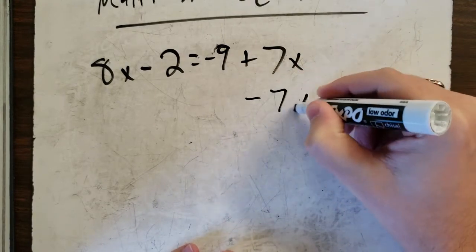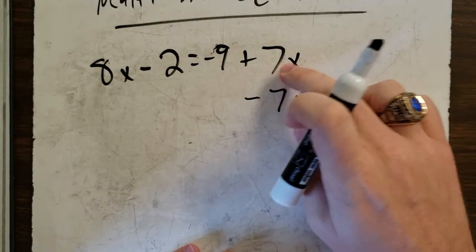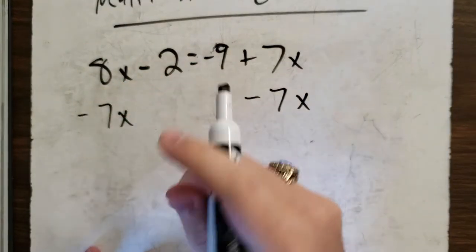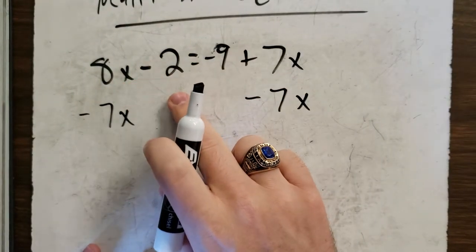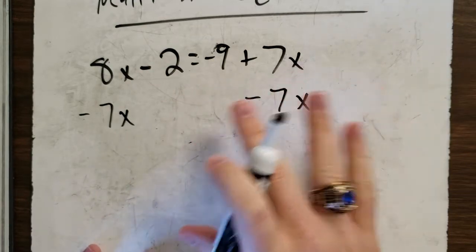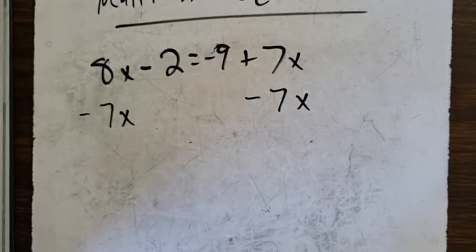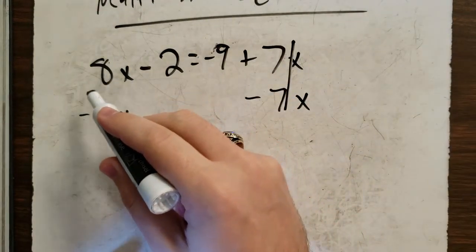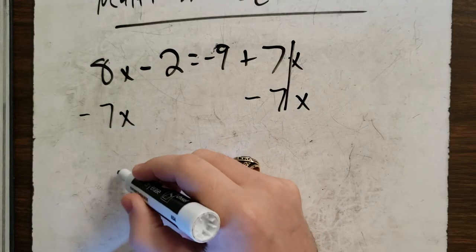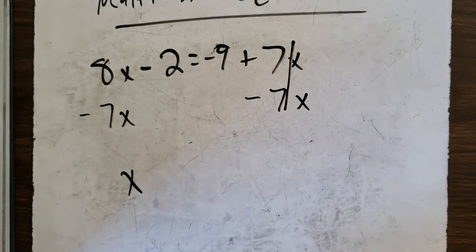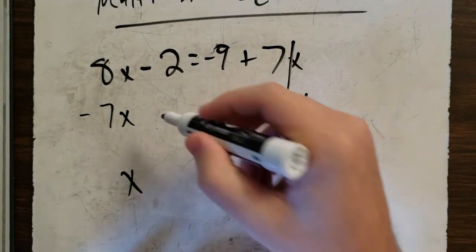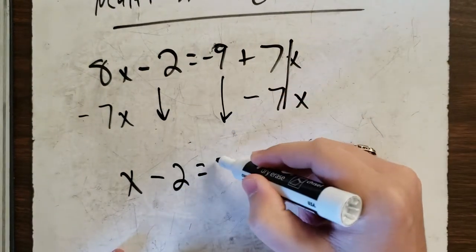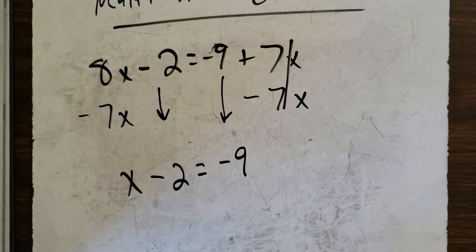Remember, opposite. Take the whole thing. Don't just take the 7. Take the whole 7x and move it over to your other side with the letter. So you're not moving it to the 2, because the 2 doesn't have an x. There's an x here. You're moving it to your other x on this side. So that cancels out. You have 8x minus 7x, and that's just going to equal 1x, or just x. Now bring down the rest of your problem. Bring down your minus 2, bring down your equals, bring down negative 9.